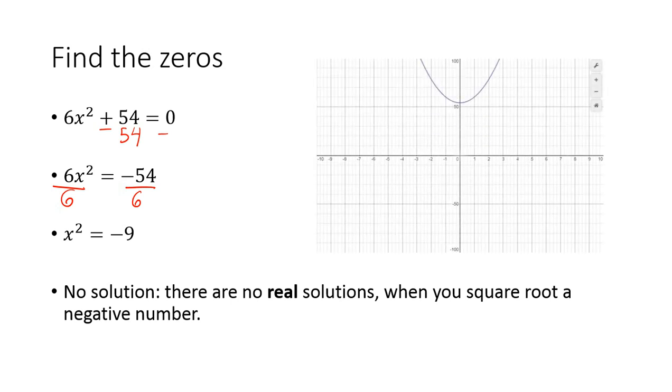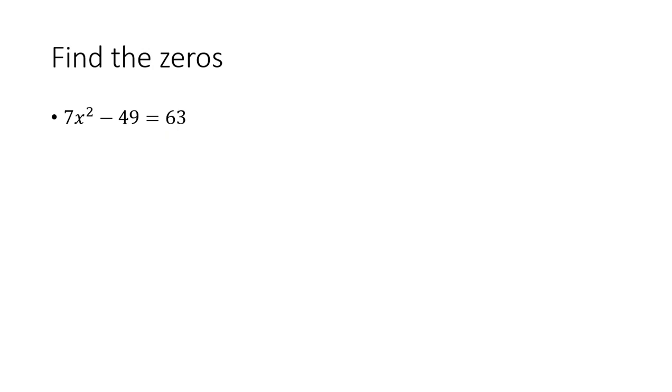And if you graph it, you'll notice that the parabola never crosses the x-axis. Because it never crosses the x-axis, that's when we have no solution or no real solution. So if you have to take the square root of a negative, you would just say it's no solution, no real solution. Again, type it into your calculator.